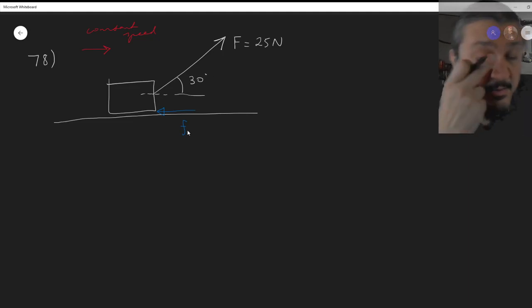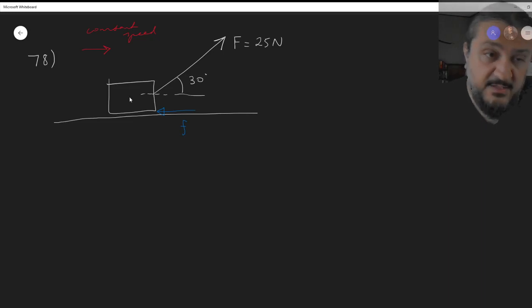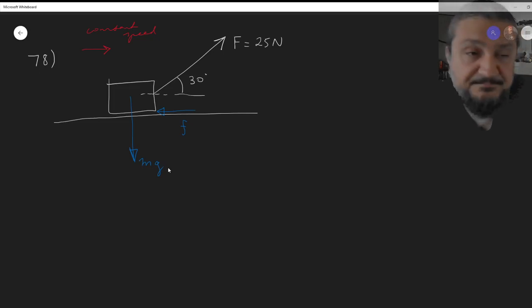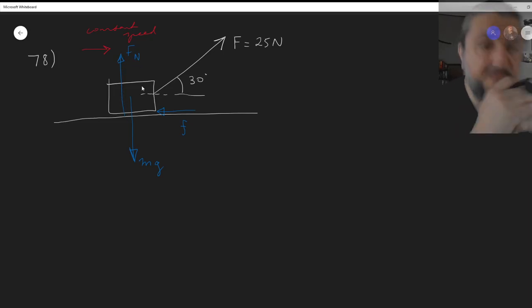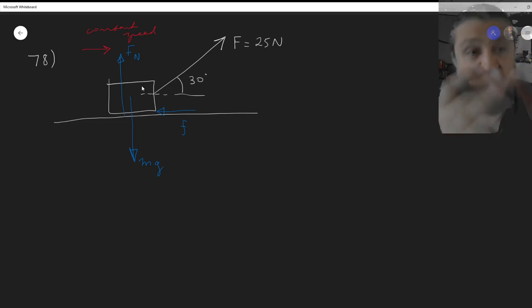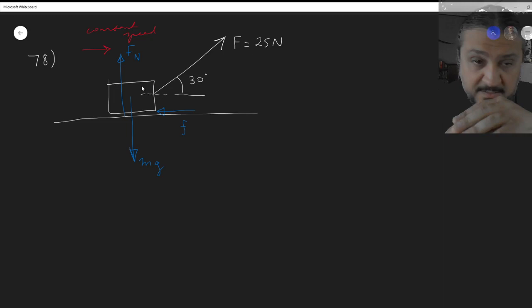Is that it? No, there are two more forces, right? We have the suitcase's own weight, which is its mass times acceleration due to gravity. And we also have the normal force. The normal force, okay? So these are the four forces. These should add up to zero. That's why it's going to move with constant speed, okay?